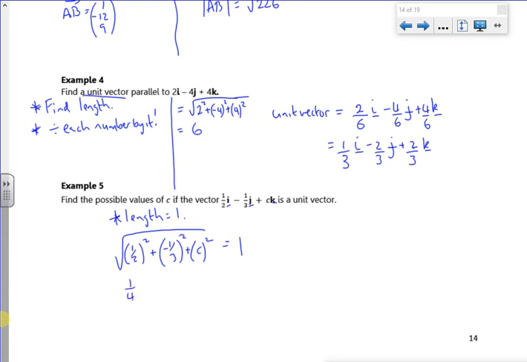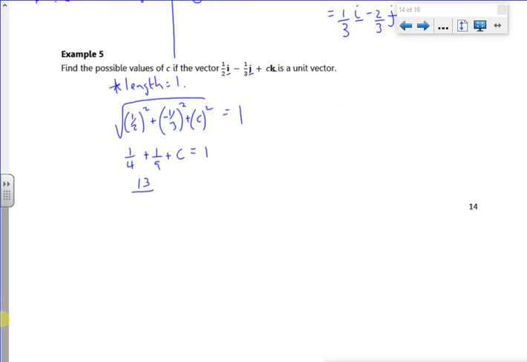So then I've got a quarter plus a ninth plus c squared is equal to 1. So that's 9 over 36 plus 4 over 36. That's going to be 13 over 36 plus c squared is 1. So c squared is going to be 23 over 36. So c is plus or minus root 23 over 36. But root 36 is 6, isn't it? So root 23 over 6 there. That seems quite a good place to stop that bit.